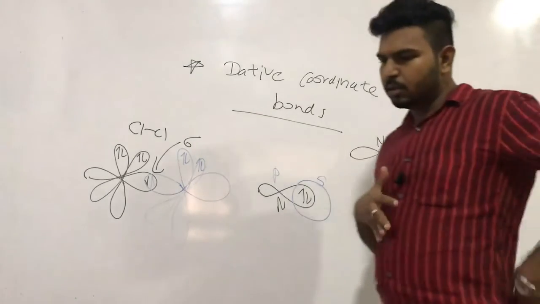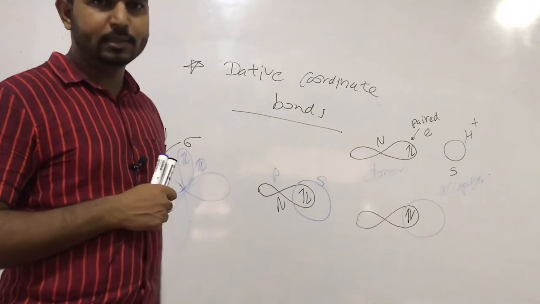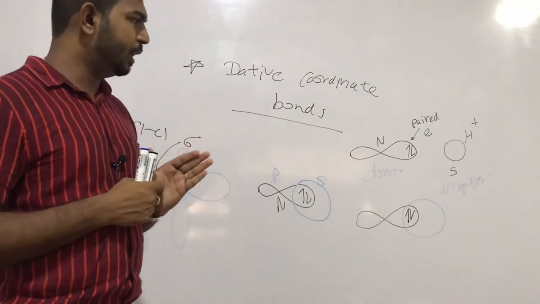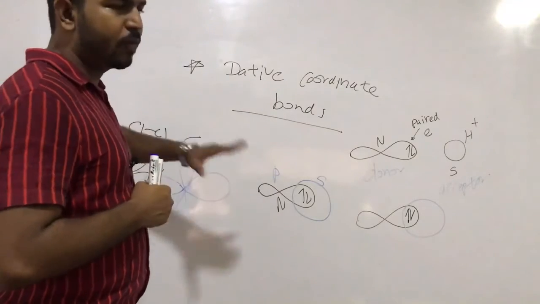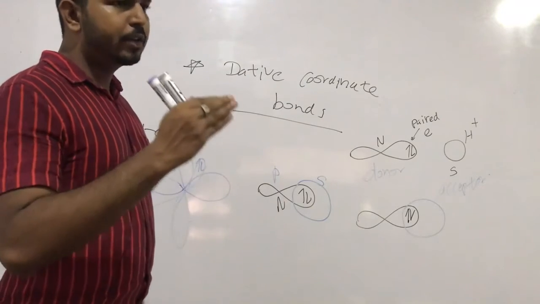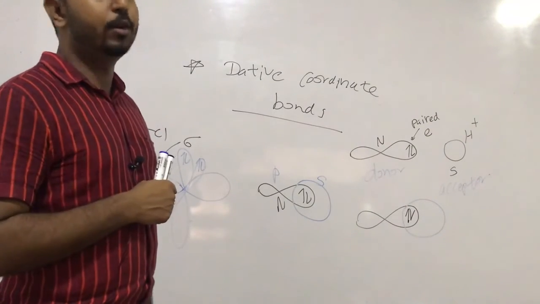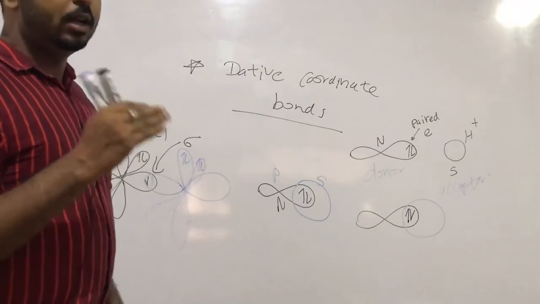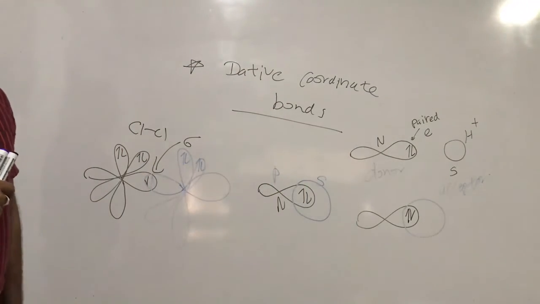However I teach you this now, you will not understand this. The real phenomena will be understood after we draw the structures of the molecules. So just put the topic and don't write anything. I will explain this one again after we draw bond shapes and bond angles of the molecules. So just put the topic: dative coordinate bonds.